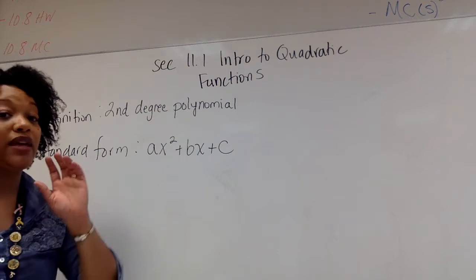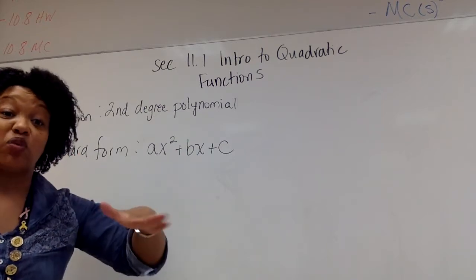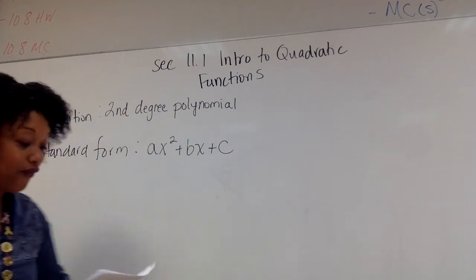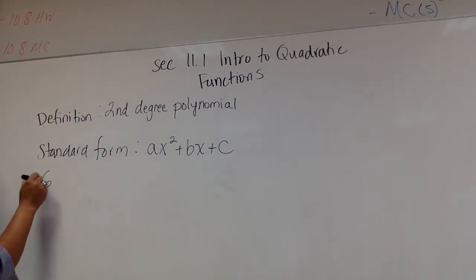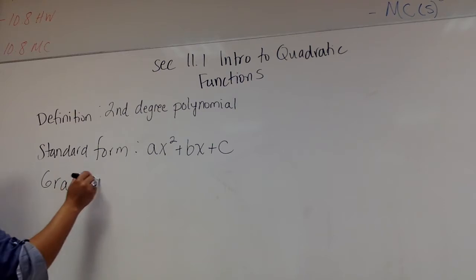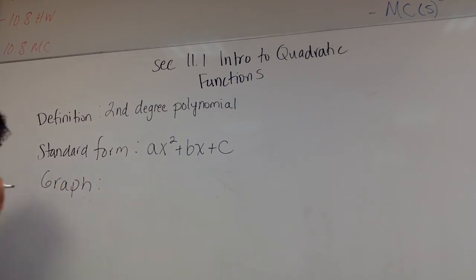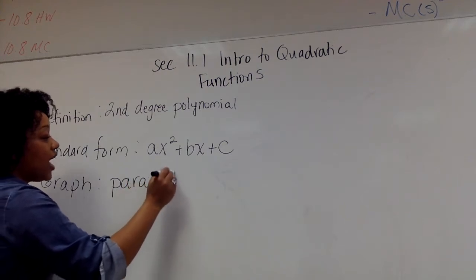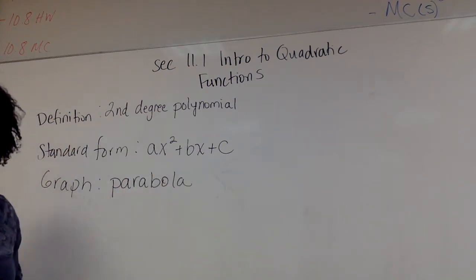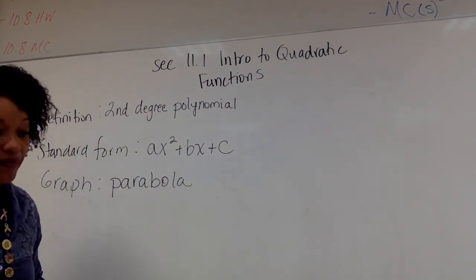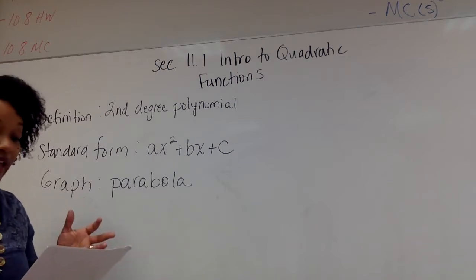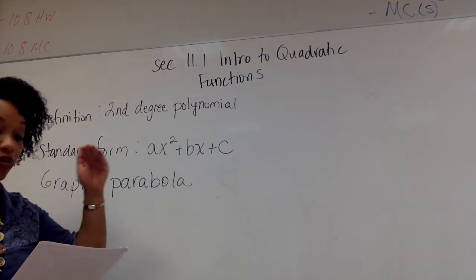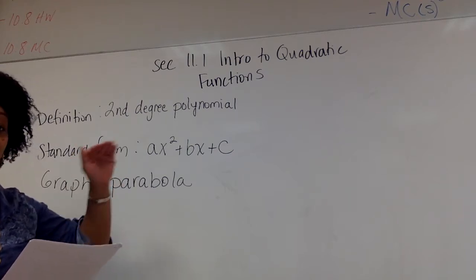Now, your next blank talks about the graph of a parabola, okay? And this is probably something totally brand new, and this is where we're going to stay for the next day or two. When we talk about the graph of a quadratic function, it has a special name, and that special name is a parabola. The graph of a quadratic function is called a parabola. A parabola, if you look at it, is U-shaped.